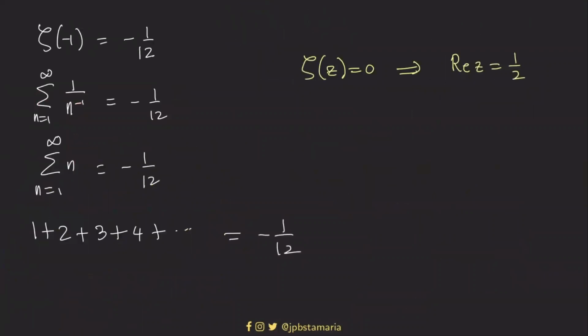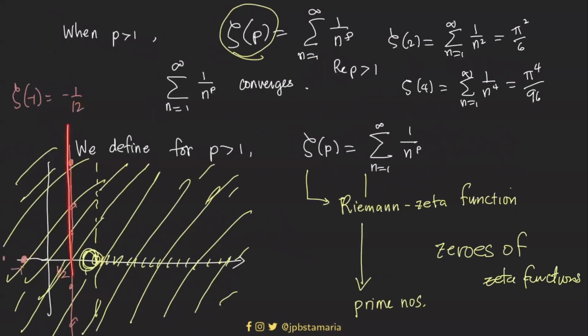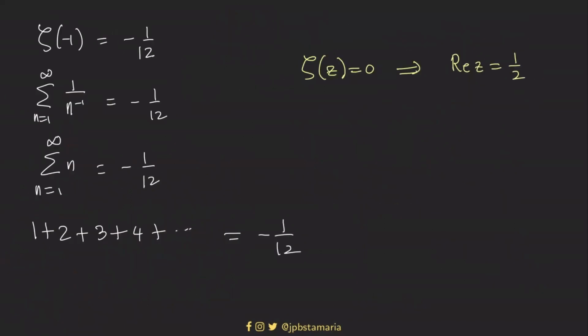Pag na-prove mo ito, meron kang $1 million. Kasi isa to sa 7 millennium prize problems in mathematics. Kapag na-prove mo na nag-zero yung Riemann zeta function only on this critical line, meron kang $1 million as a prize. And maliban nun, malamang sisikat ka sa mathematical community, or maybe in the entire world, kasi this problem has been open for hundreds of years already.